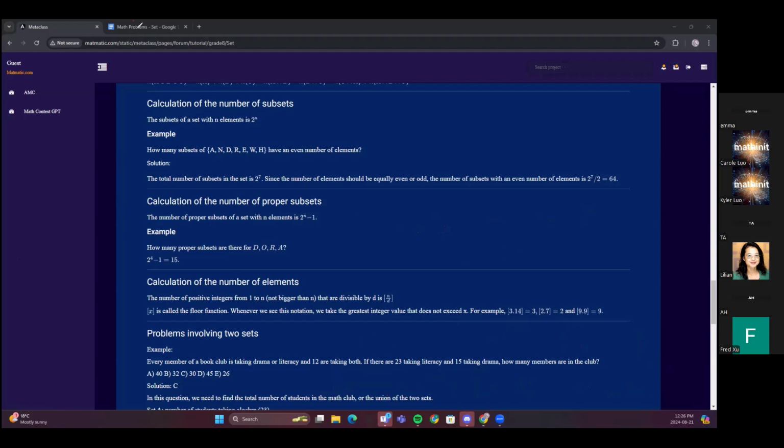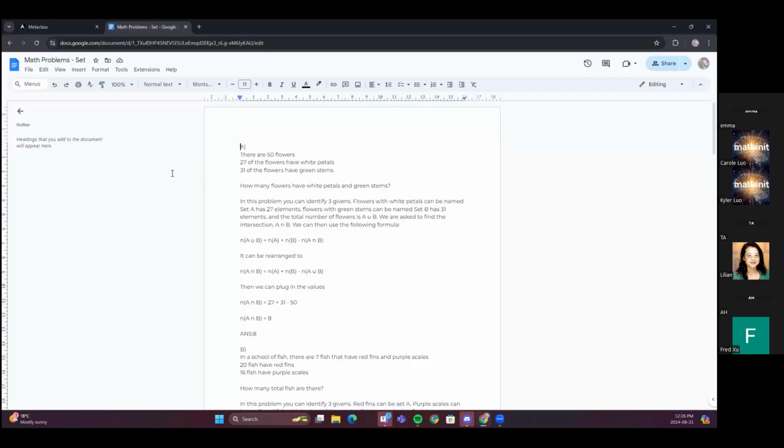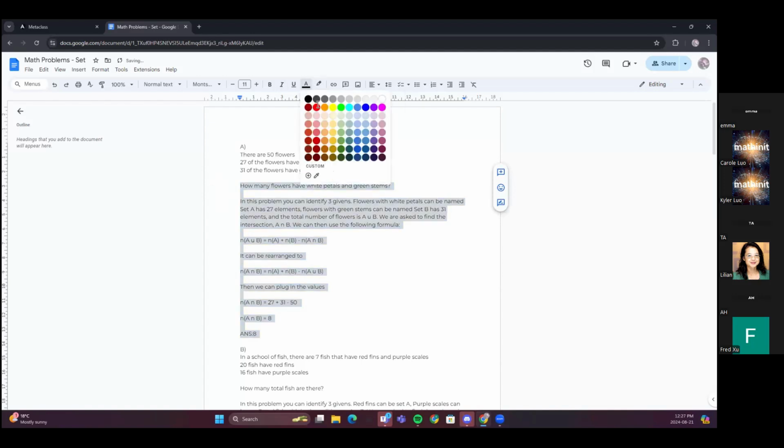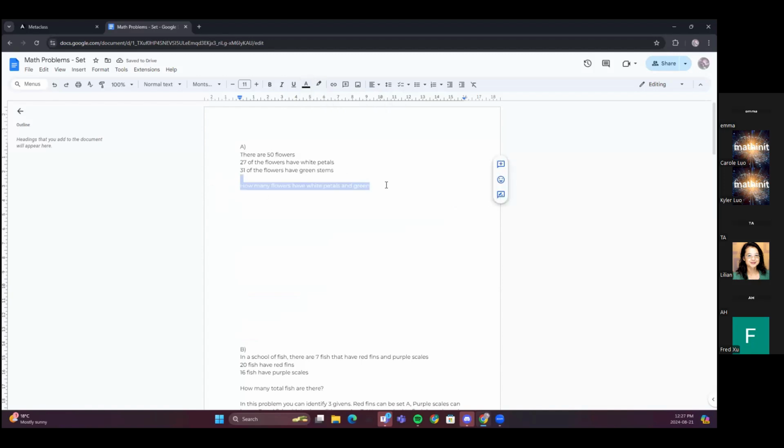So I have some other practice questions. You can see the answers. There's this problem: there are 50 flowers, 27 of them have white petals, and 31 of them have green stems. The question asks how many flowers have white petals and green stems. I'll give you 2 minutes to try this problem.